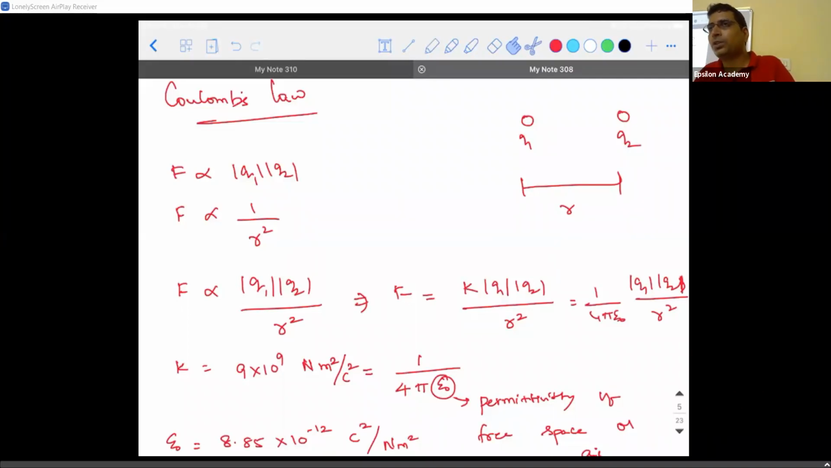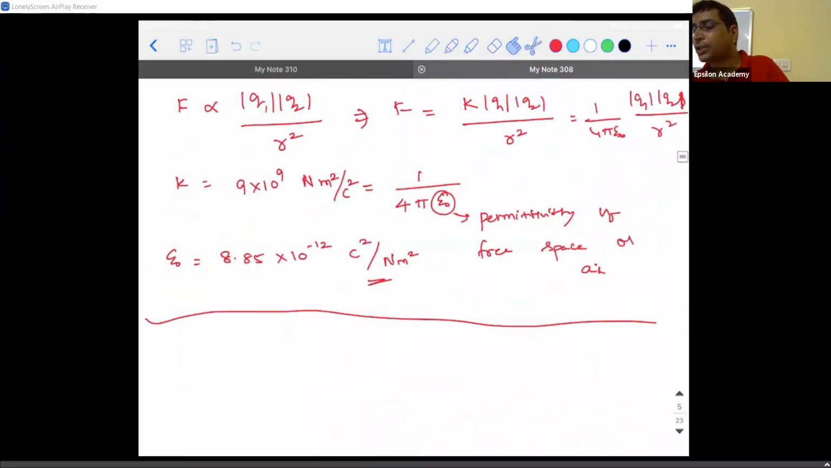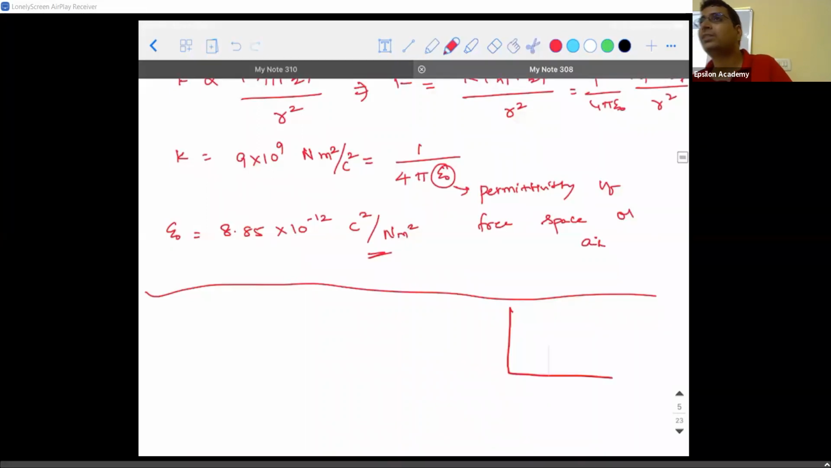But why is it only inversely proportional to the square of the distance? Why can't it be inversely proportional to R? Why does it need to follow this inverse square law? The answer to that question, I am not going into detail, lies in the definition of a term called intensity. Have you heard this word intensity? What does intensity mean?